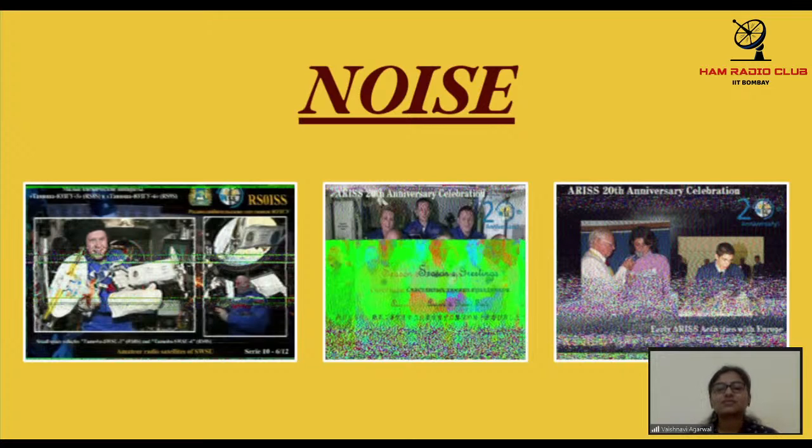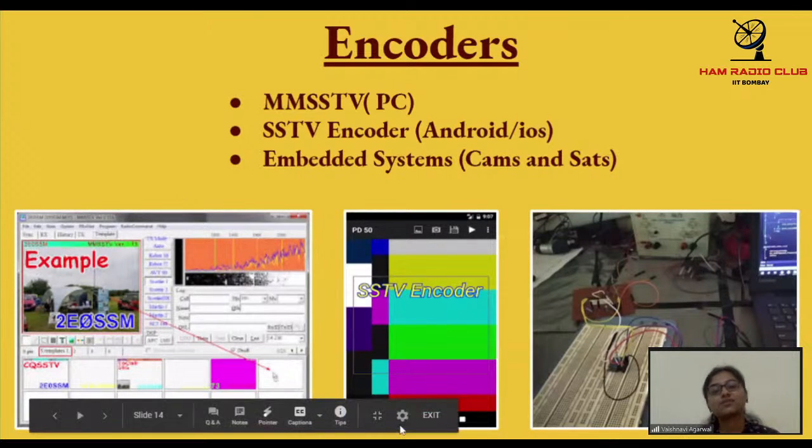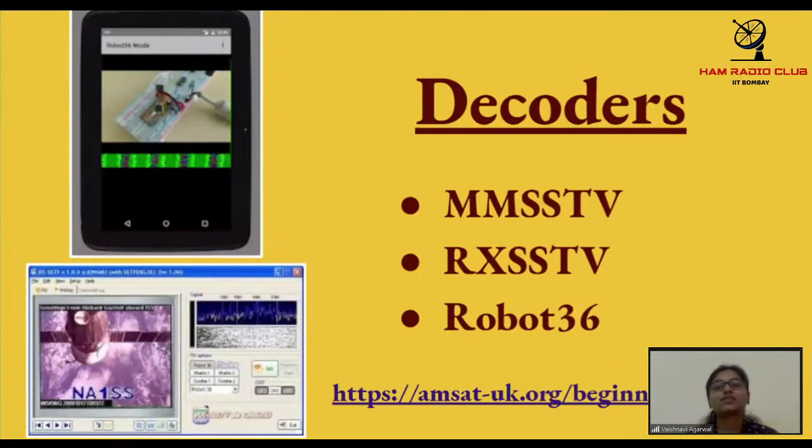But what actually helps us with the encrypting and decrypting business? These are the encoders and decoders. So we have encoders like MMSSTV for the PCs, SSTV encoder for the mobile phones, that is the Android or iOS, and embedded systems for the CAMs and SATs. On the other hand, for decoding, we have MMSSTV, RxSSTV for the PCs, and Robo36 for mobile phones.